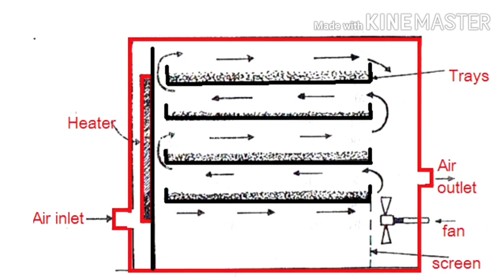Commonly, rectangular shaped or square shaped trays are used. Each tray has 1.2 to 2.4 square meter area. The loading depth of each tray will be 10 to 100 millimeter.